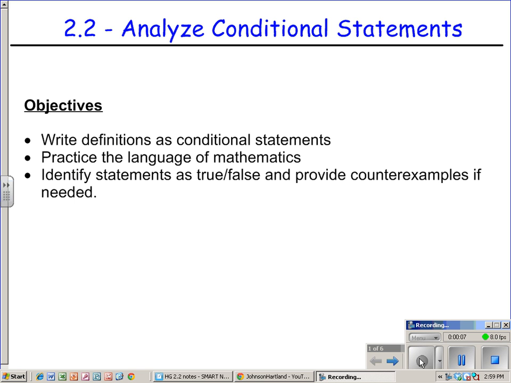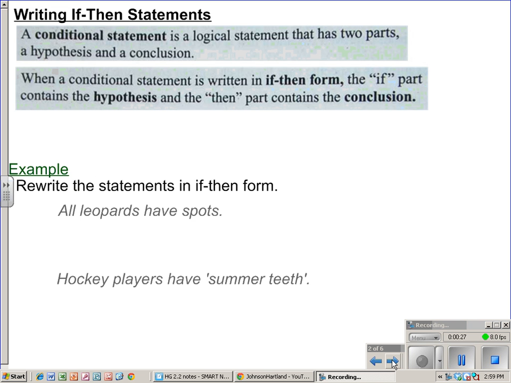Analyze conditional statements. This is basically a lesson on the language of mathematics in general. Just how definitions are going to be written, how statements are written, how you describe things. It's going to be kind of like an English class, sort of. Just lots of writing. It'll be fun. Okay, copy these two definitions down, please.